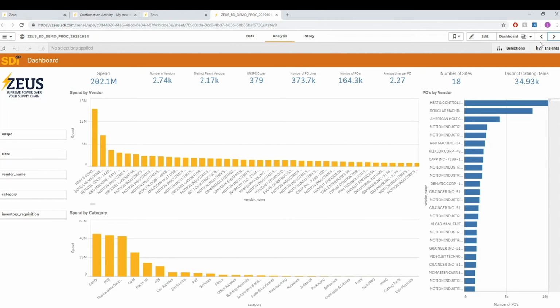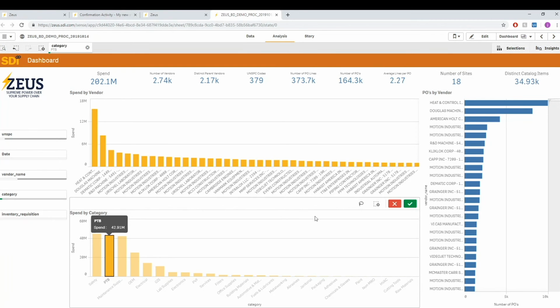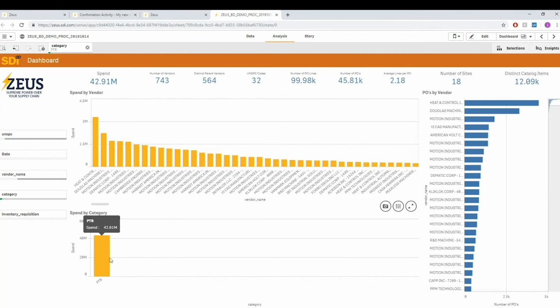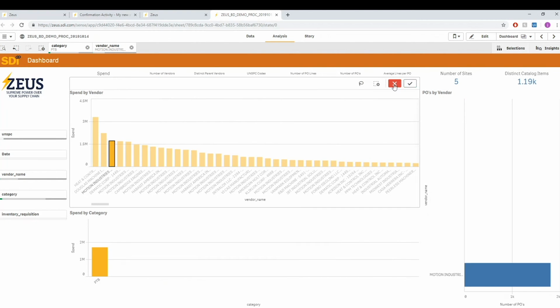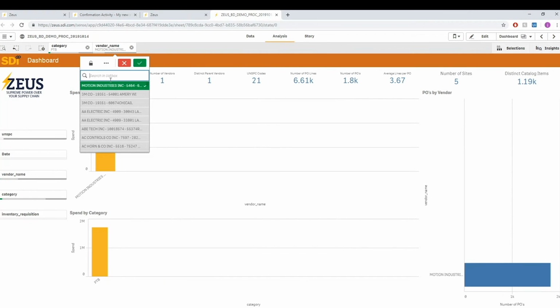Now, as we go further, we can see some interesting supply chain oriented metrics. As an example, this client buys a lot of power transmission and bearings. And if you click on that, you can see, wow, there's 743 vendors. That's a lot, in case anybody didn't know that. But something that I immediately look at is, hey, you guys sure have a lot of different Motion Industries vendors. What's going on there? If we take a look here and search through that, we would find that there are a significant amount of records for this particular vendor.